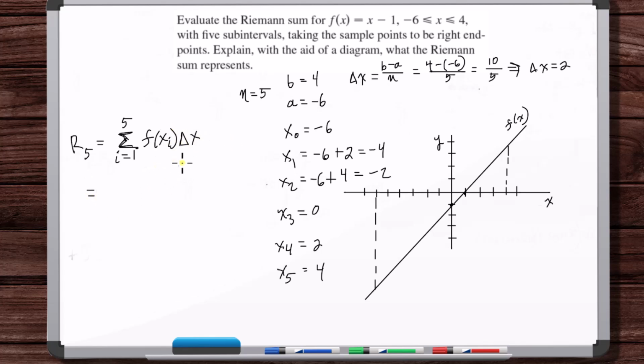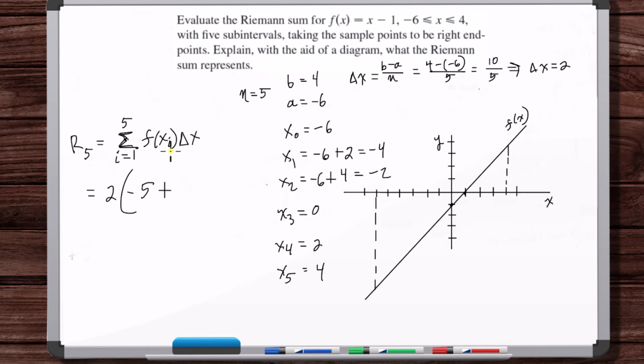So what is this? First of all, we can factor out the delta x, so we take out a 2, and now we just need to sum the f of xi's. We start with f of x1. What does that mean? It's f of minus 4. What is f of minus 4? Minus 4 minus 1, that's minus 5.